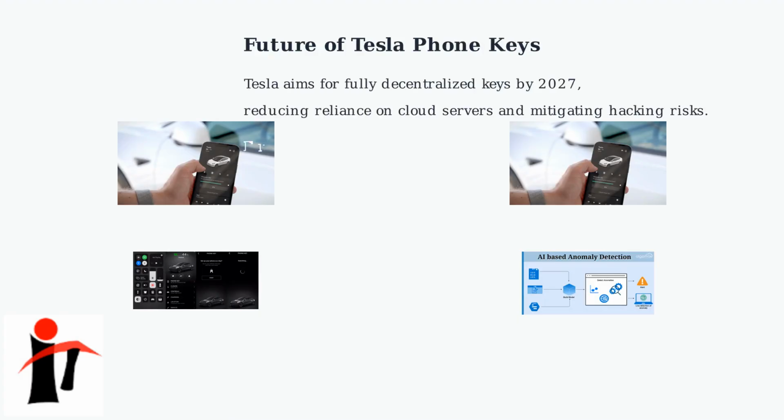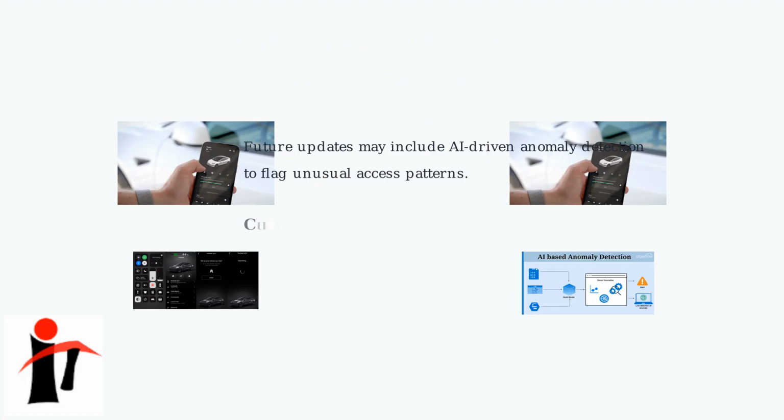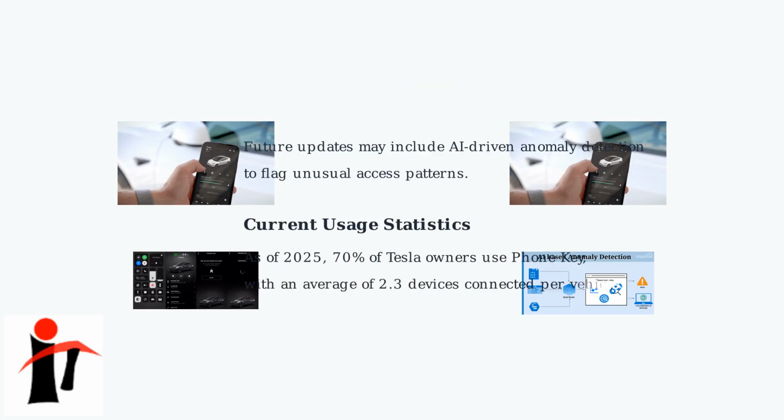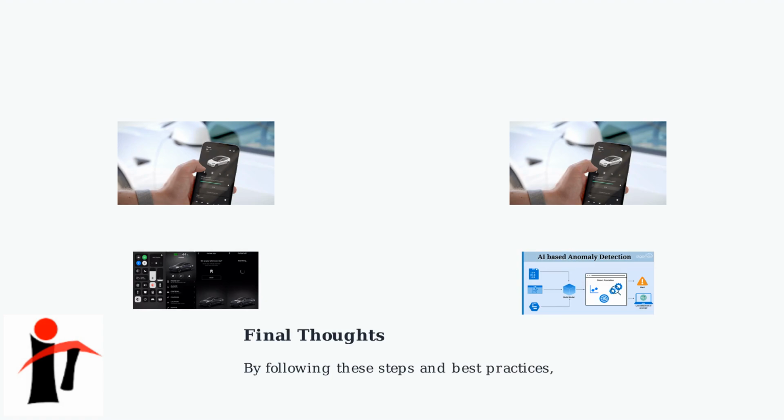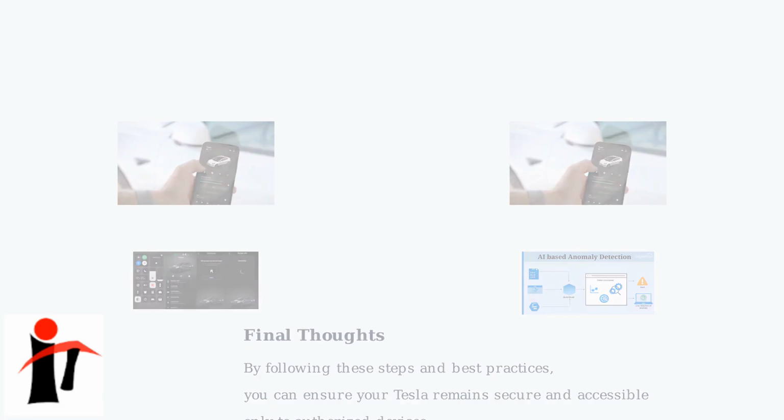Looking ahead, Tesla aims for fully decentralized keys by 2027, reducing reliance on cloud servers and mitigating hacking risks. Future updates may include AI-driven anomaly detection to flag unusual access patterns. As of 2025, 70% of Tesla owners use PhoneKey, with an average of 2.3 devices connected per vehicle. By following these steps and best practices, you can ensure your Tesla remains secure and accessible only to authorized devices. Always back up access methods to avoid lockouts.